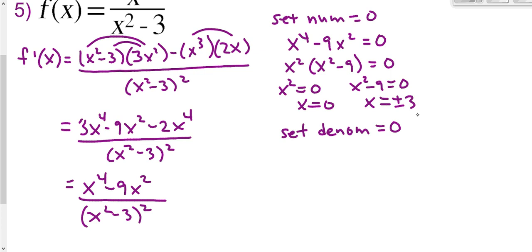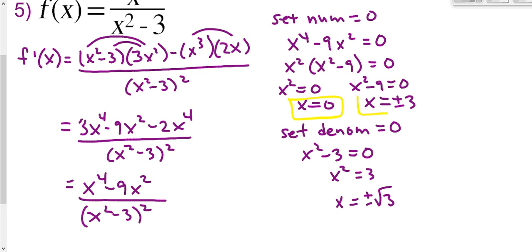Now we're going to set the denominator equal to 0 as well. So x squared minus 3 equals 0. Add 3 to both sides, x squared equals 3, and square root both sides, and x equals plus or minus the square root of 3. So we have 5 critical points. We have 0, we have plus or minus 3, and we have plus or minus square root 3.